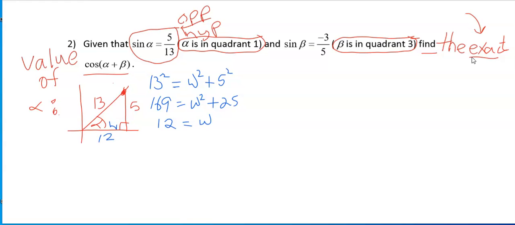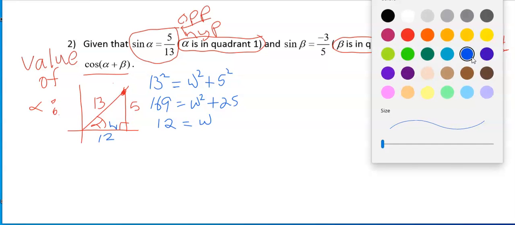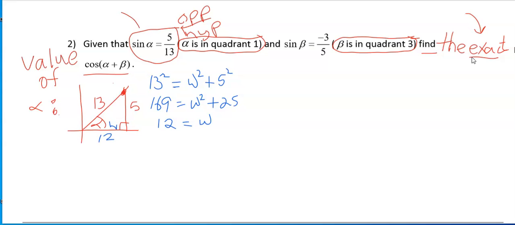Now, why did I need that? Because I need the cosine of alpha. They gave me the sine of alpha, but I also need the cosine of alpha, and therefore I can say that the cosine of alpha is equal to, we'll just read the ratio right from the triangle that you've just constructed. The adjacent side is 12, the hypotenuse is 13, and cosine is adjacent over hypotenuse. So it's exactly 12 over 13. Leave it as a fraction.